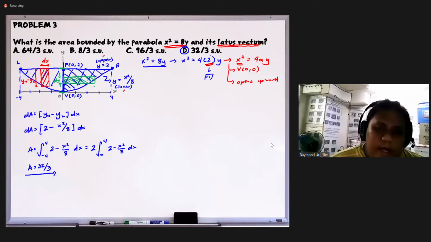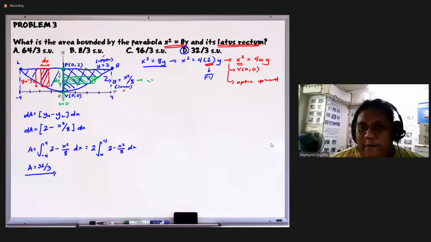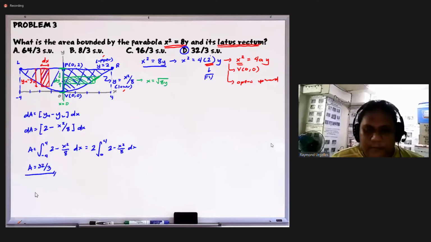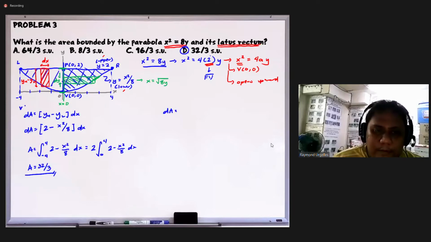Then yung magiging boundaries naman natin dito, una is the y-axis. Y-axis is a vertical line passing through x is equal to 0. Kaya x is equal to 0 hanggang dun sa parabola natin. Diba? And again, from this parabola, solving for x, you will get square root of 8y. Kaya pwede rin natin gawin dito, diba? As we get the differential area, ito yung para sa vertical strips. Ito naman yung sa horizontal strip.